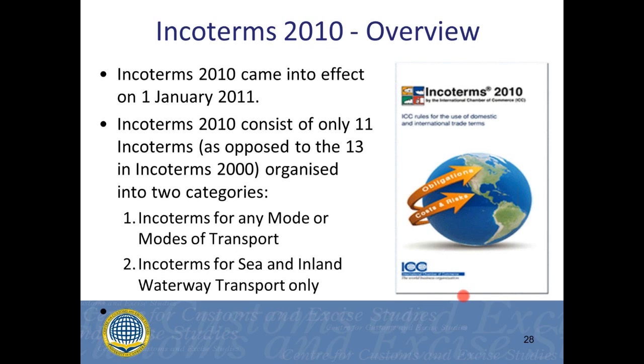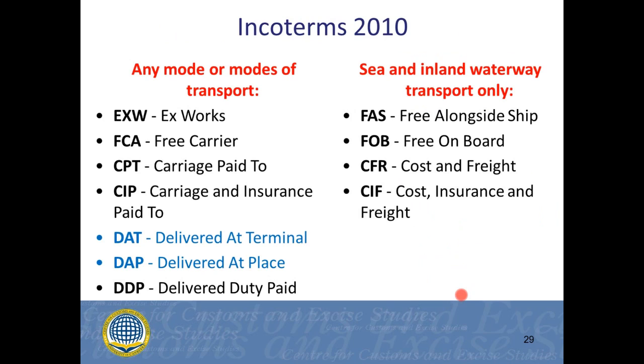Incoterms 2010 came into effect on the 1st of January 2011, and they consist of only 11 Incoterms compared to 13 Incoterms in the 2000 version. They're mainly organized into two categories. The first deals with Incoterms that can be used for any mode of transport, and the second group contains Incoterms for sea and inland waterway transport only. Here you can see the list of terms for each mode of transport, and these two terms, DAT and DAP, are the new terms that are created in Incoterms 2010.